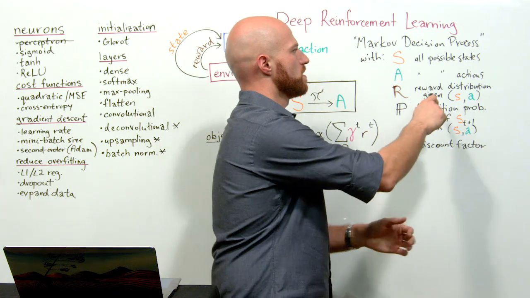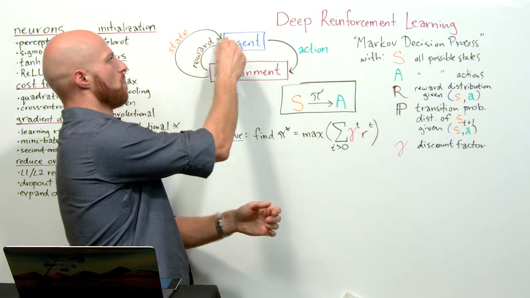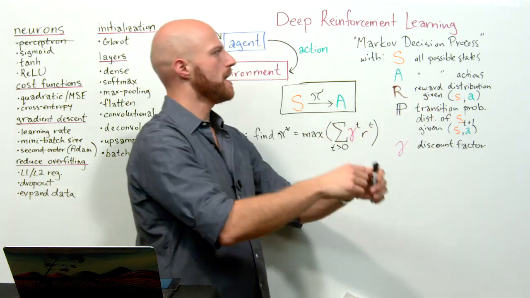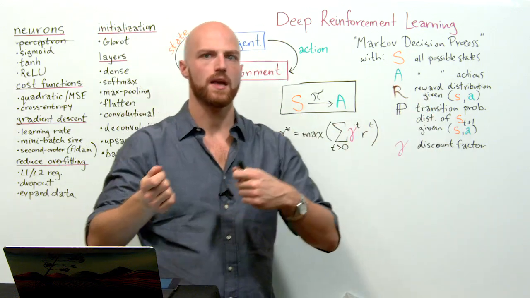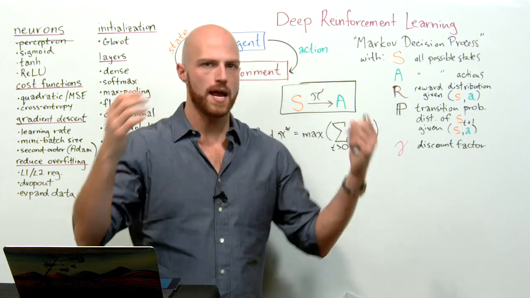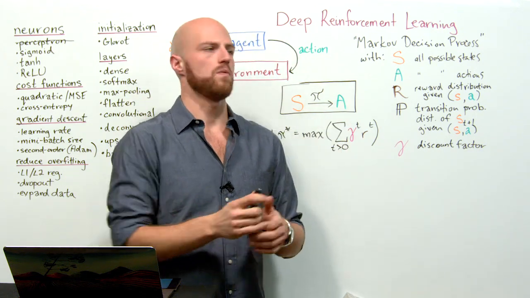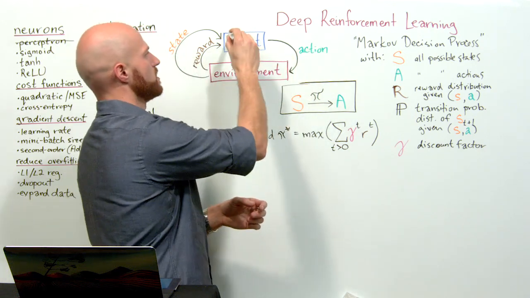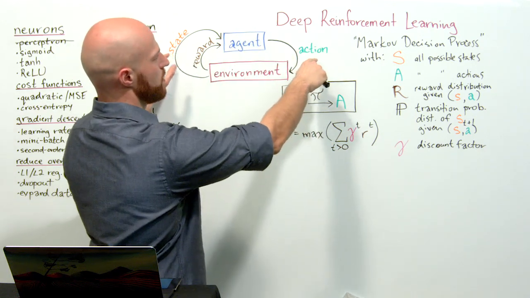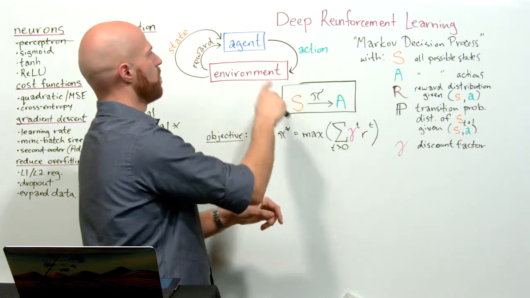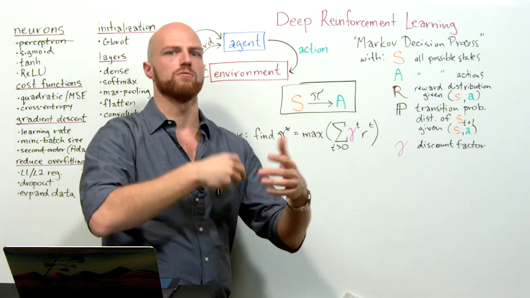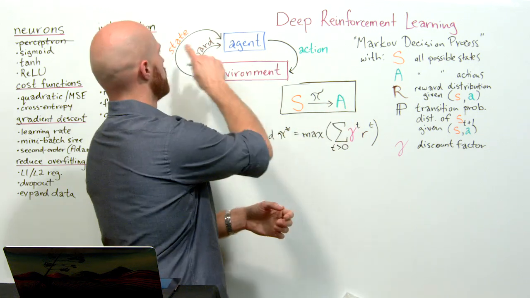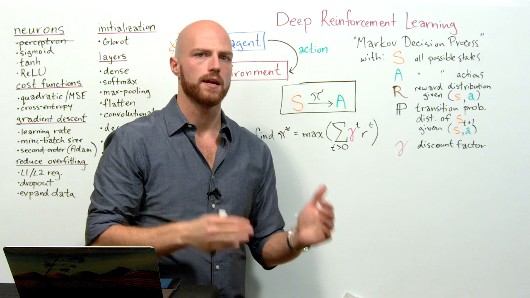R is the distribution of the possible rewards that we can get back given any single state and action. So at any given time point, we can have an action that's taken and a state. Given the pair of these two, what is the distribution of the reward? What are the possible rewards that we could get given a state and an action at a given time step?